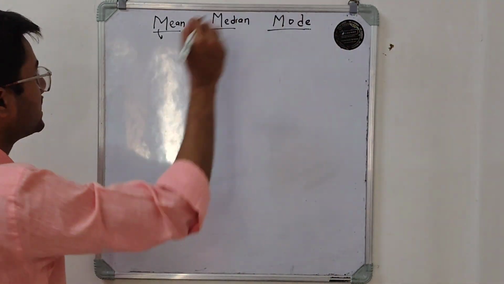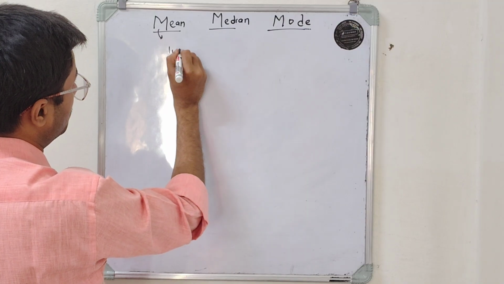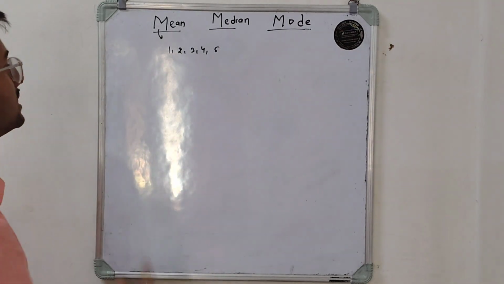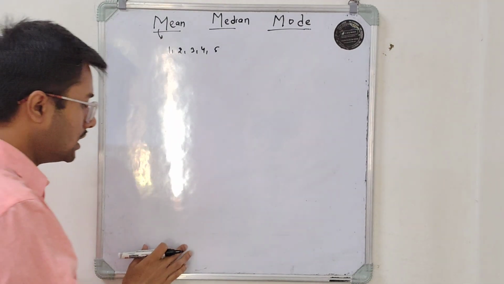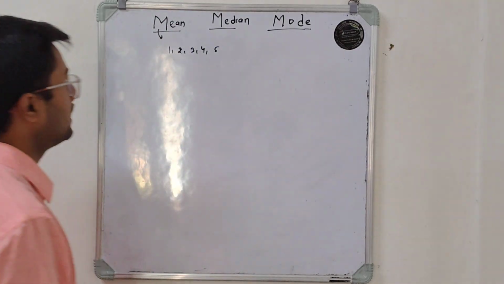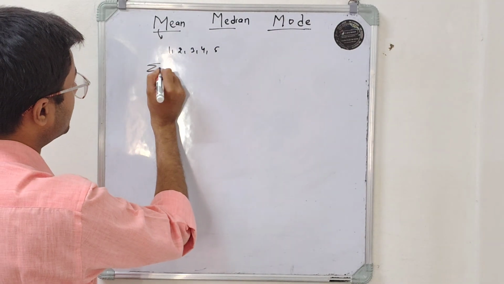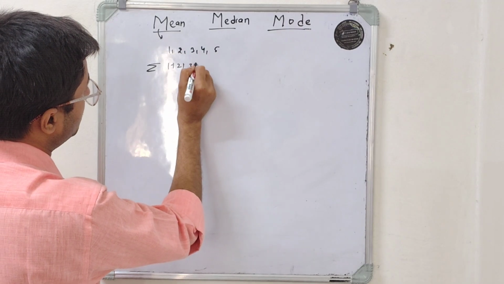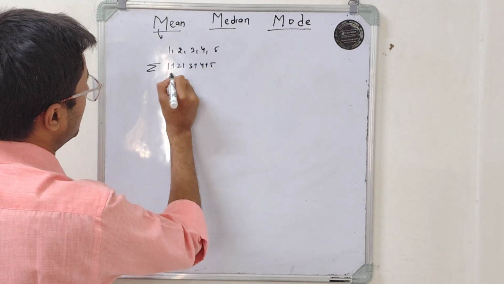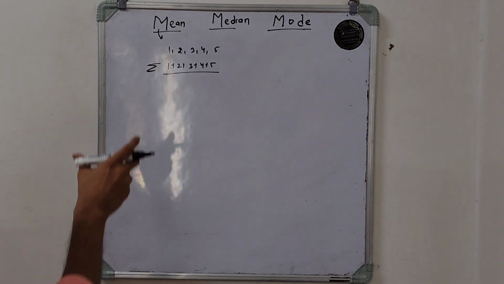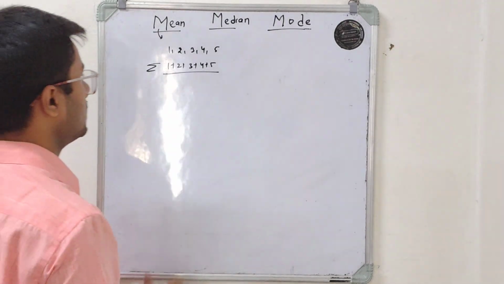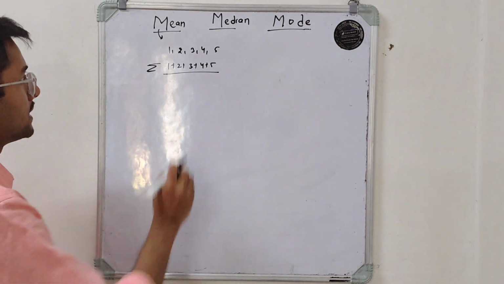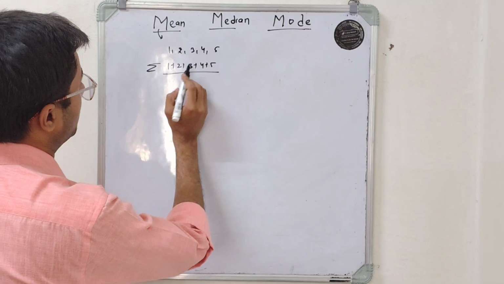For example, we have a data of numbers 1, 2, 3, 4, 5. Let's suppose this is the data. So how do we take the mean of this data? For taking the mean, we add all these numbers, I mean 1 plus 2 plus 3 plus 4 plus 5. And after adding all these numbers, in the denominator we write the sample size. So what is the total sample size? 1, 2, 3, 4, 5.